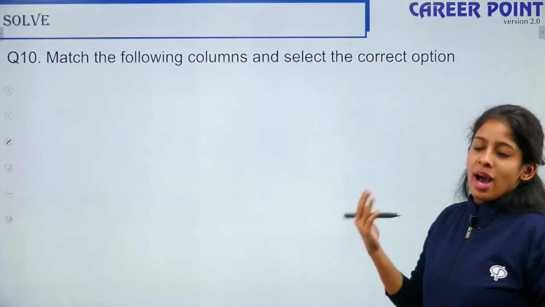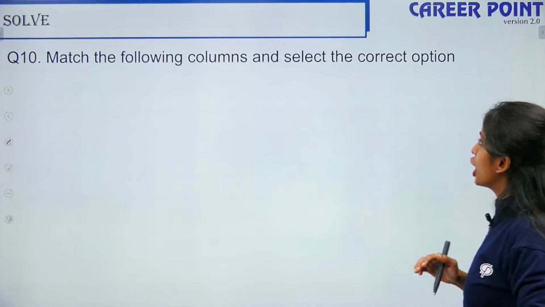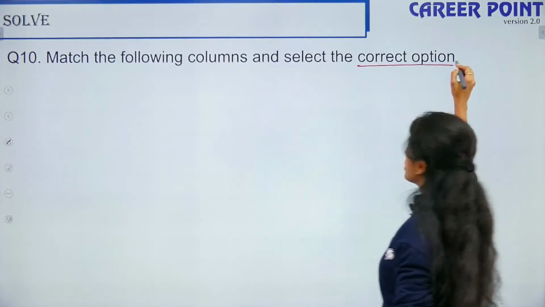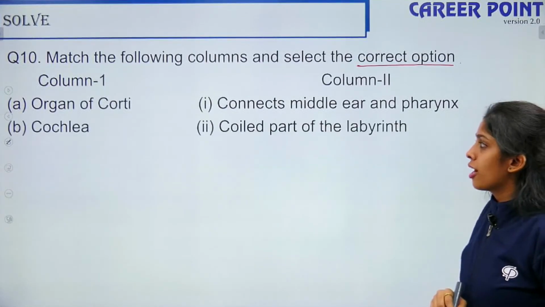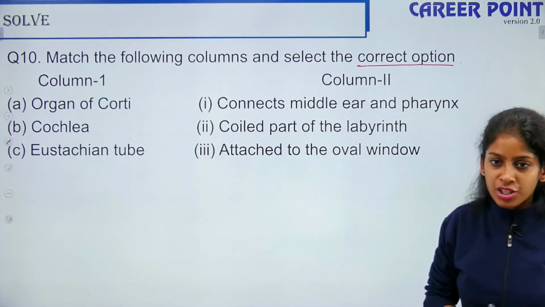Okay, so again you have match the following. Match the following columns and select the correct option. Okay, so column 1, column 2. So this is from your neural control and coordination, okay.